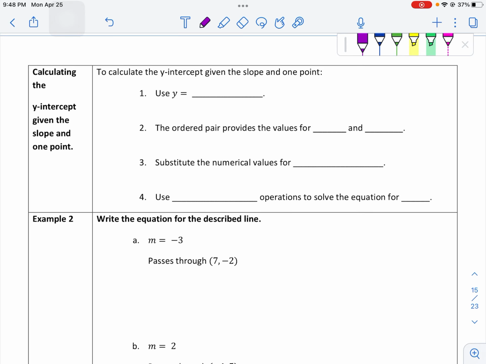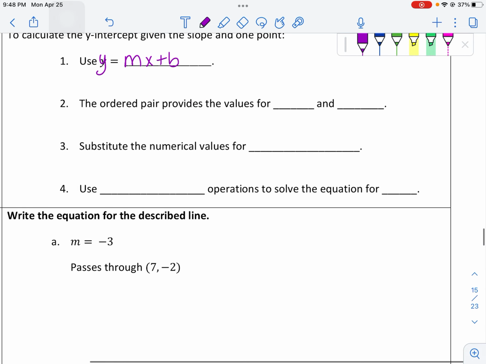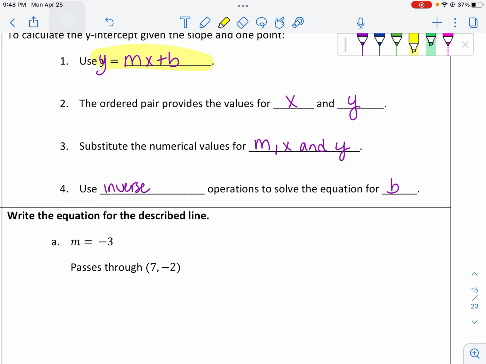To calculate the y-intercept given the slope and 1 point, we're going to use the slope-intercept form, which is y equals mx plus b. And then we have an ordered pair that's going to provide us with values for x and y. We're going to substitute those numerical values for m, x, and y. Our goal is to use inverse operations to solve the equation for b. And then we'll write our final answer in the form y equals mx plus b.